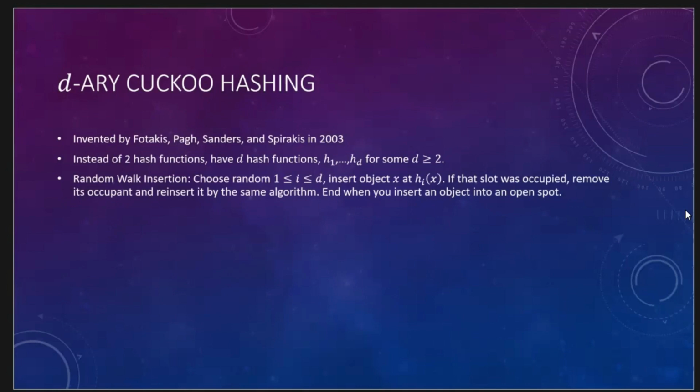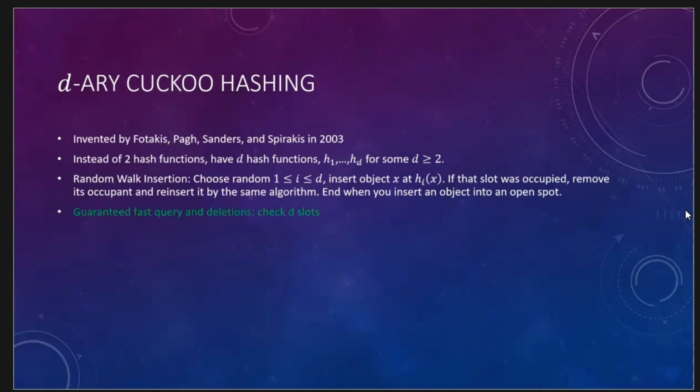There are other insertion algorithms you could do where you precompute the shortest path of kicking out, but random is probably the best. You could slightly optimize by saying, don't use the hash that you just got kicked out of, because then we might just kick each other out a few times. But anyway, that's the random walk d-ary Cuckoo hashing. Hopefully all the words in the title are now clear.